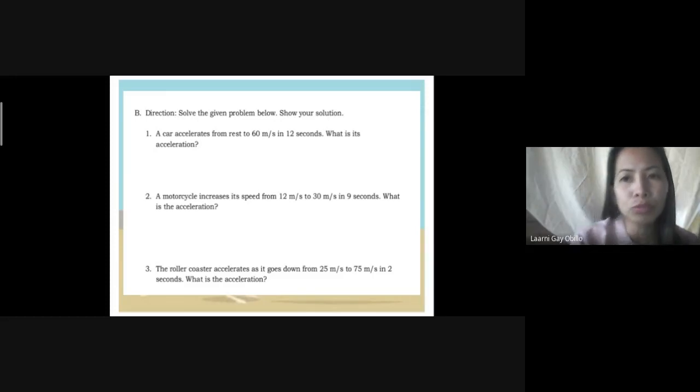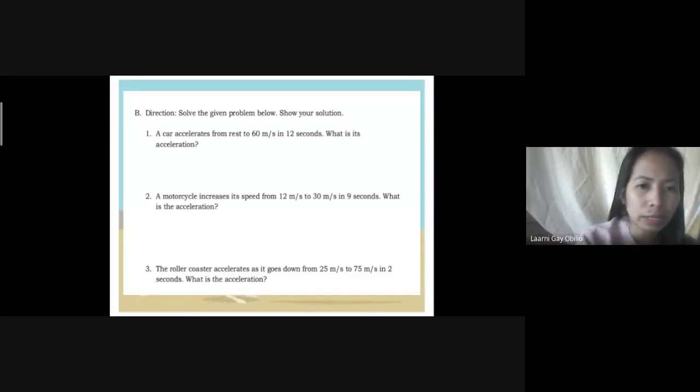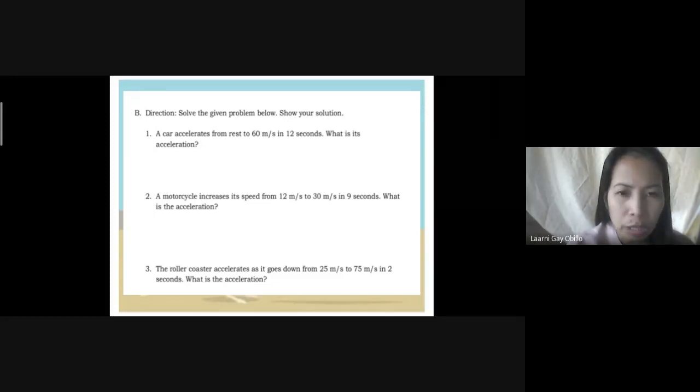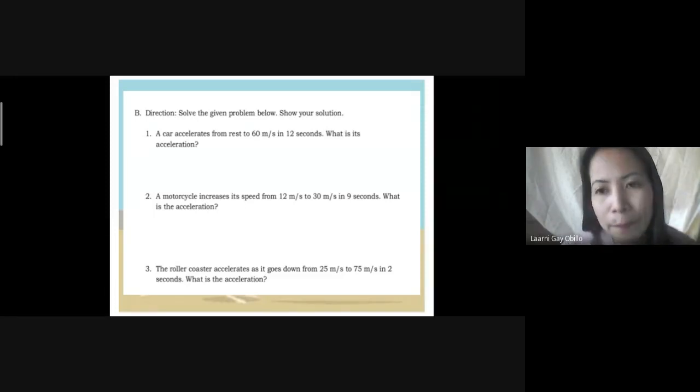Okay, next for number 2. A motorcycle increases speed from 12 meters per second to 30 meter per second in 9 seconds. What is the acceleration? So, 30 meter per second minus 12 meter per second, that is 18 divided by 9. 18 divided by 9, answer is?